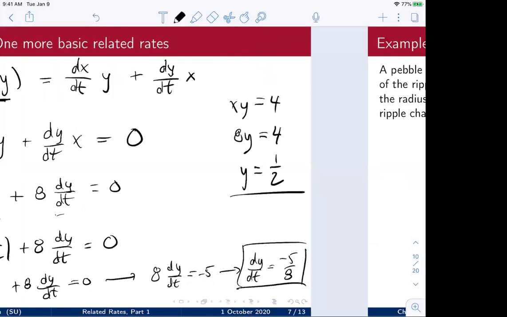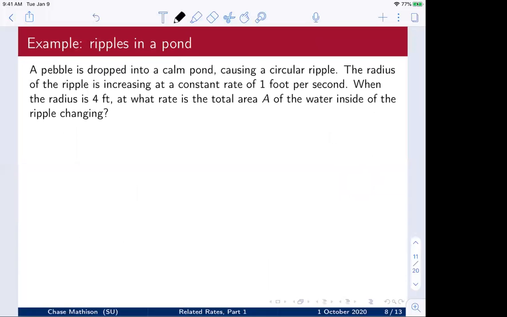All right, we'll look at one more slightly more complicated problem and then go over some general guidelines for these types of problems. So, a pebble is dropped into a calm pond, causing a circular ripple. The radius of the ripple is increasing at a constant rate of 1 foot per second. When the radius is 4 feet, at what rate is the total area A of the water inside the ripple changing?